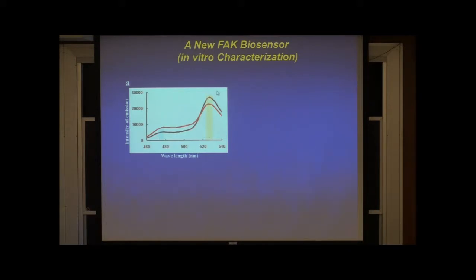So the black line represents the spectrum of the biosensor before stimulation. After we add focal adhesion kinase, it will phosphorylate the biosensor and cause the reduction of the acceptor emission, okay? The red line represents the activated biosensor, with an increase of the donor emission.